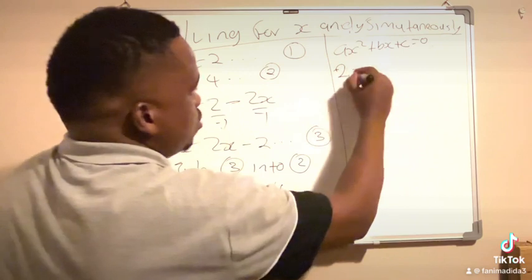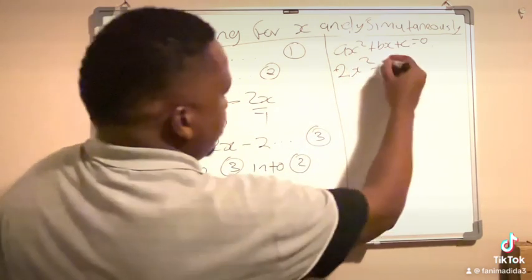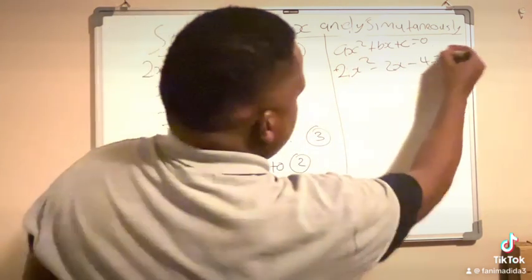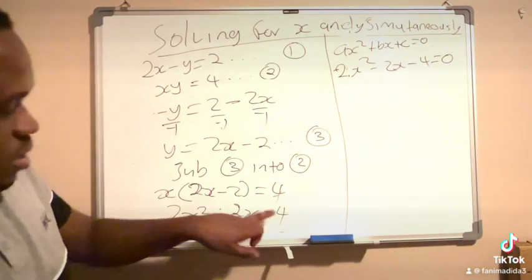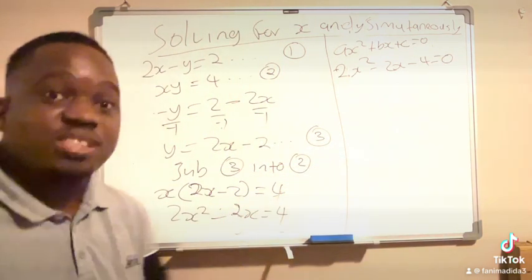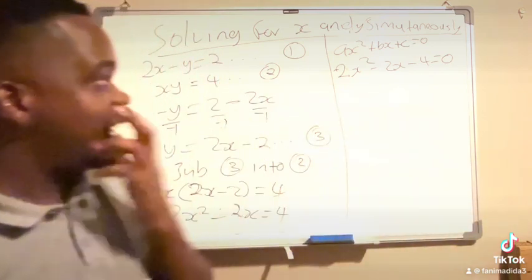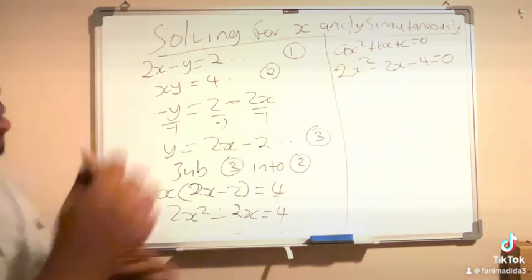You're going to have 2x squared minus 2x minus 4 is equals to 0. We took the 4 from this side to the other side. It was positive, now it becomes negative. So from here you need to factorize.